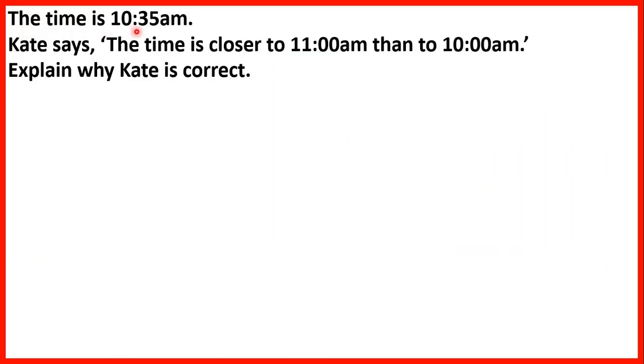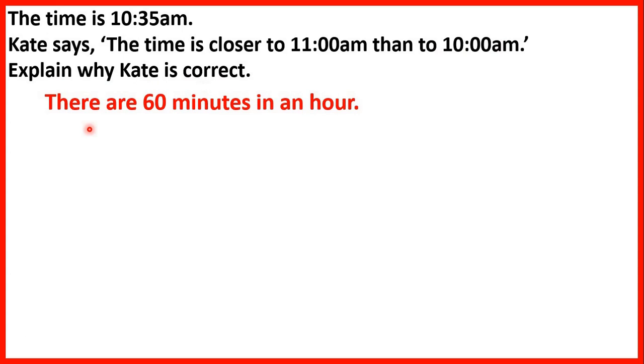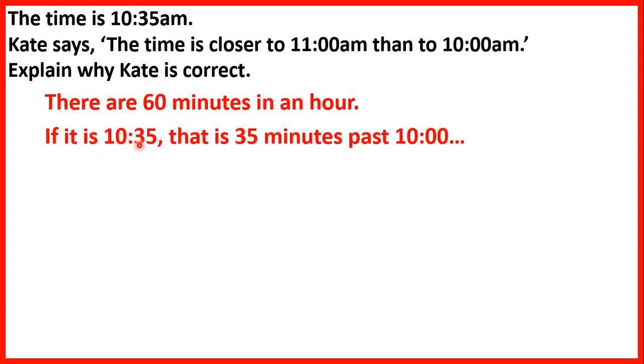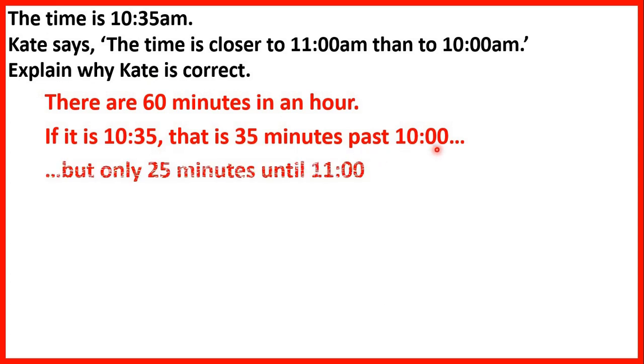The time is 10:35 a.m. Kate says the time is closer to 11 a.m. than to 10 a.m. Explain why Kate is correct. So there are 60 minutes in an hour, and if it is 10:35, that is 35 minutes past 10 o'clock, but only 25 minutes until 11 o'clock, because 35 plus 25 is 60, so 60 minutes will take you to the next hour.